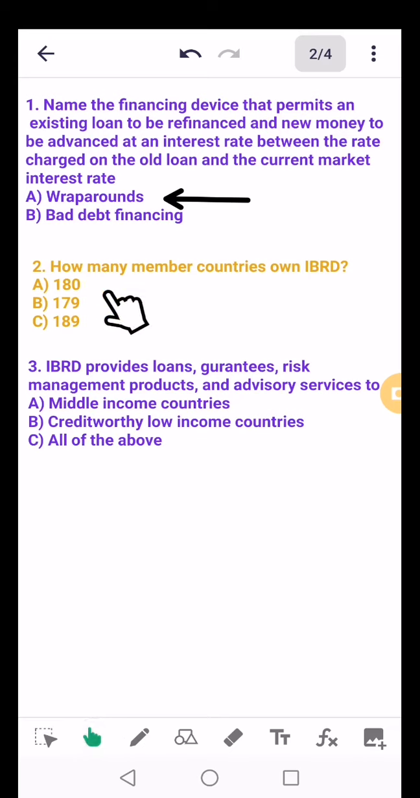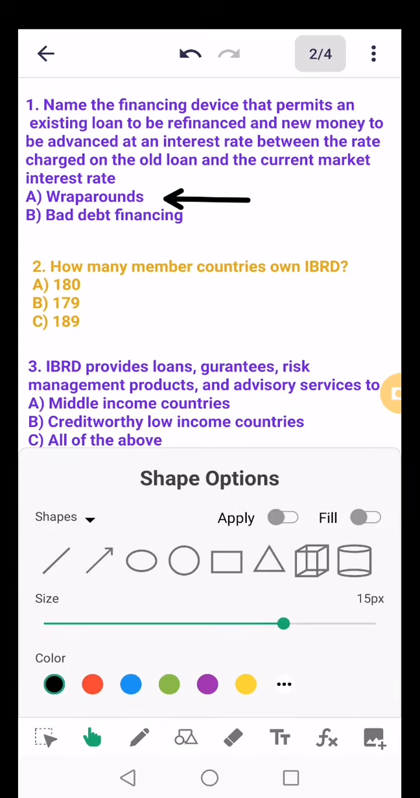Okay, the next question is, how many member countries own the IBRD? How many member countries own the IBRD? What is IBRD?